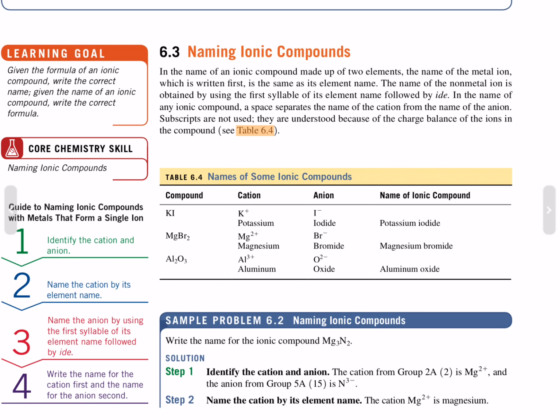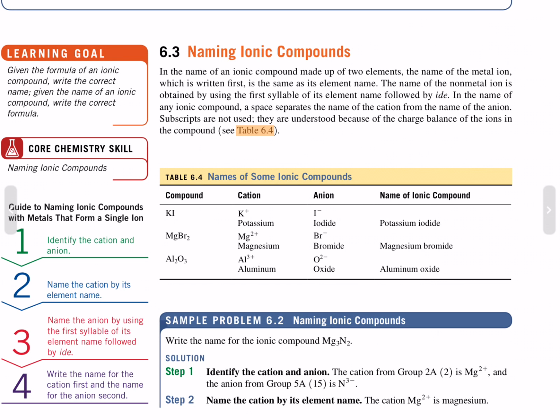The name of the metal ion, which is written first, is the same as its element name. The name of the nonmetal is obtained by using the first syllable of the element name followed by "ide." In the name of an ionic compound, a space separates the name of the cation from the name of the anion. Subscripts are not used, but they are understood because of the charge balance of the ions in the compound.